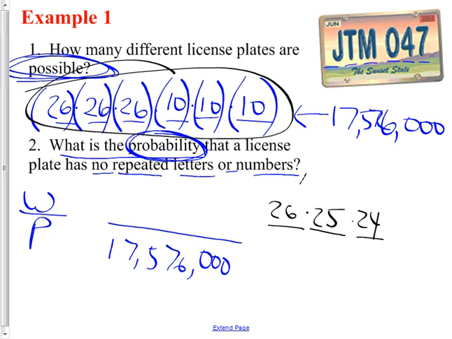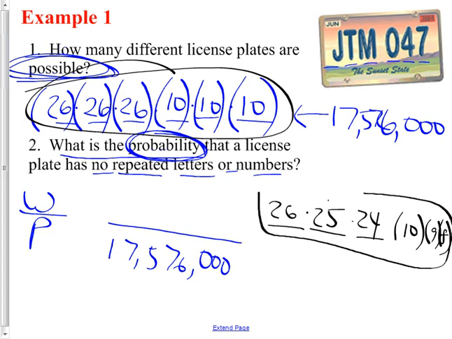If I've already chosen a letter for the first thing on the license plate, then I can't have as many choices now because I already used one. All right, and then same with the numbers. Instead of 10, 10, 10, it's going to be 10 and then 9 and then 8. All right, so actually multiply this one out, and that goes on the top. And then probability is always a fraction. It's what you want over what's possible.